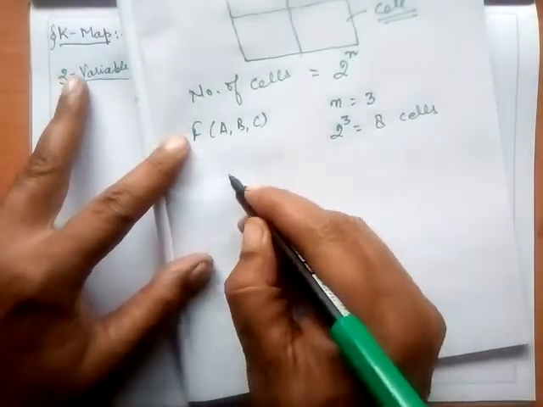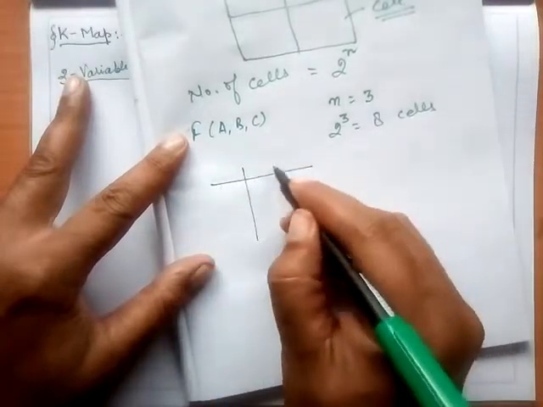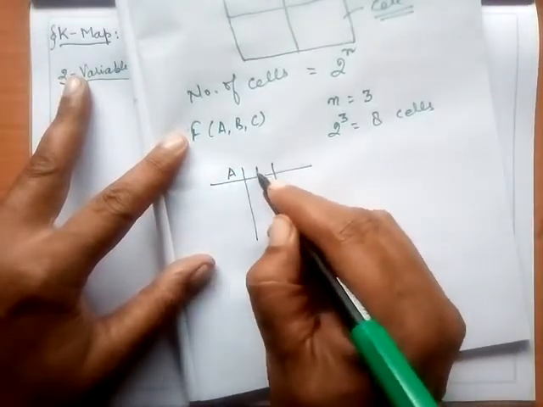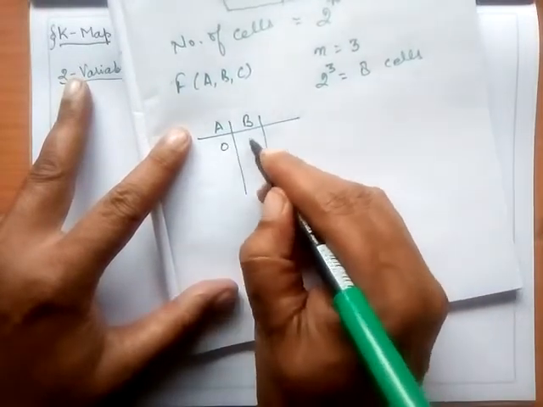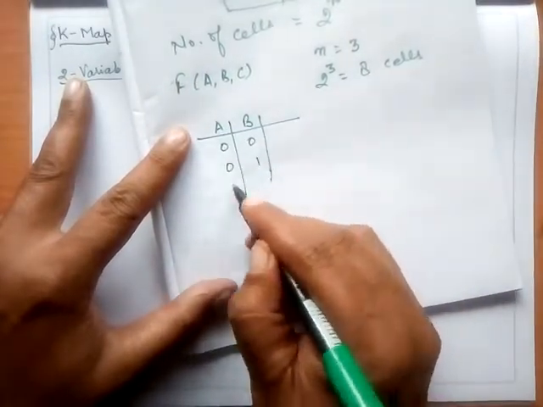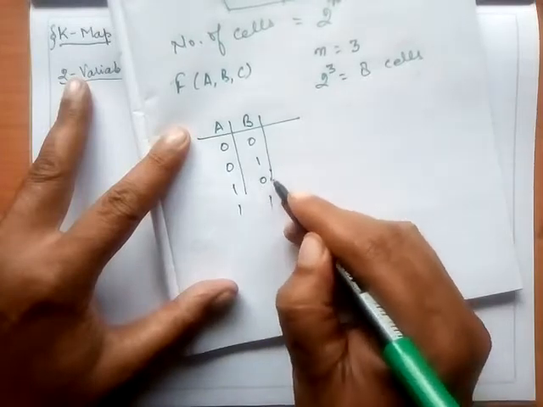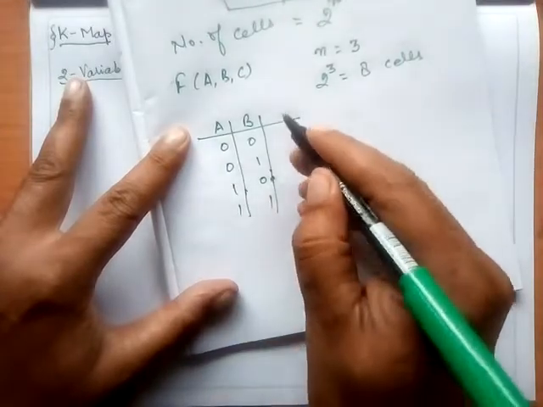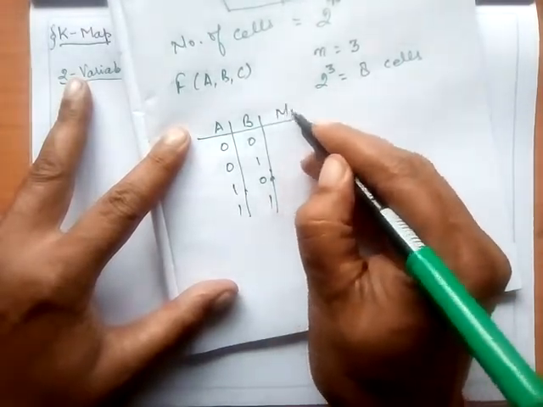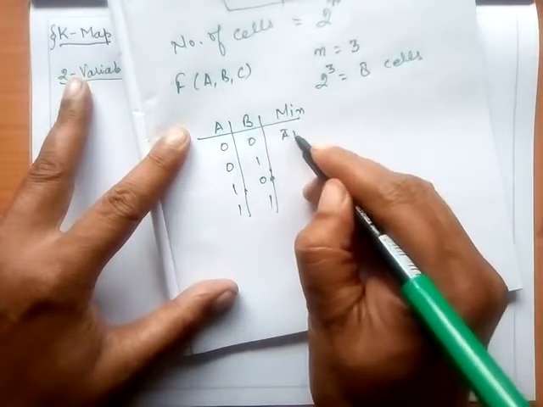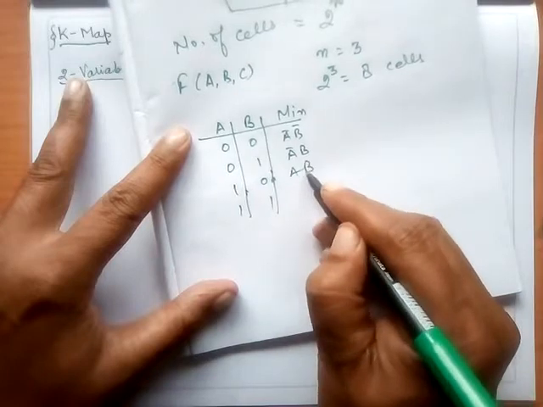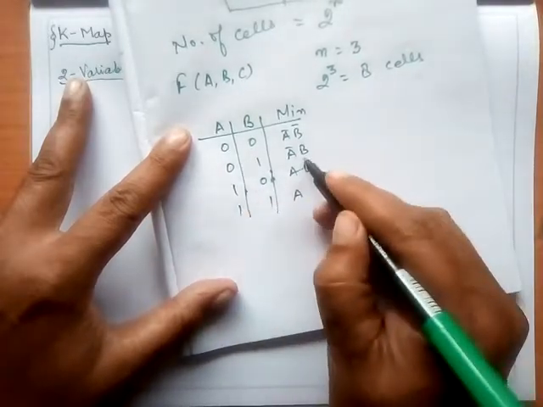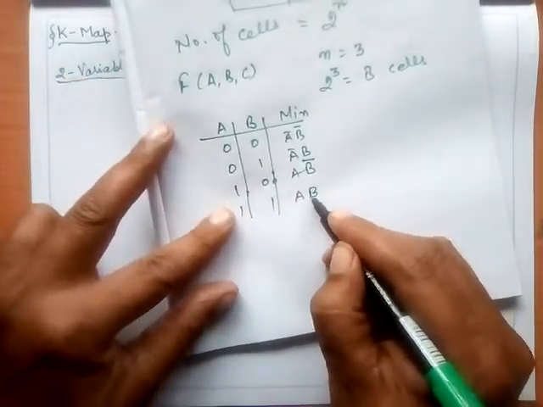Two variable K-map means if there are two variables A and B, so only four possibilities are there, that is either both are 0, 0, 1, 1, 0 and 1, 1. These are the four possibilities. That is, if I say in terms of min terms, it can be A bar B bar, A bar B, A B bar, and A B here.